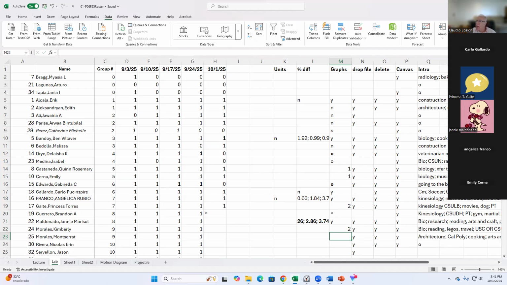Okay. Montserrat doesn't look like she's here. Doesn't look like Montserrat is here. Oh, and Nicolas Rivera. I don't see Nicolas either.